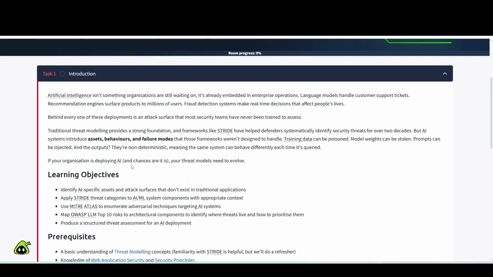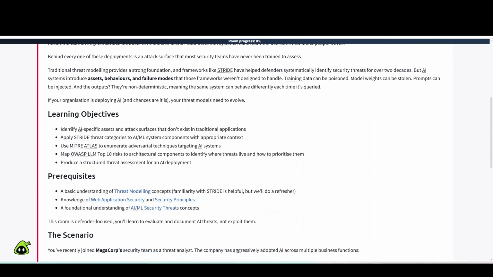If your organization is deploying AI, and chances are it is, your threat models need to evolve. So, learning objectives: identify AI-specific assets and attack surfaces that don't exist in traditional applications. Apply STRIDE threat categories to AI/ML system components with appropriate context. Use MITRE ATLAS to enumerate adversarial techniques targeting AI systems. Map OWASP LLM Top 10 risks to architectural components to identify where threats live and how to prioritize them. Produce a structured threat assessment for an AI deployment.